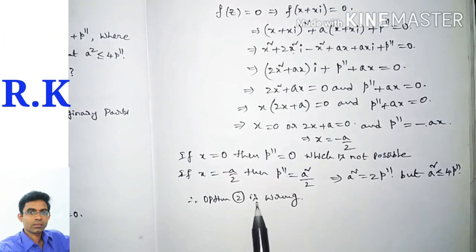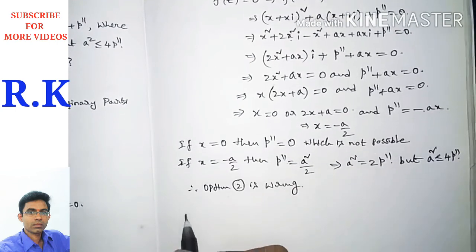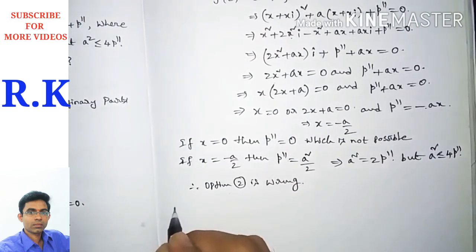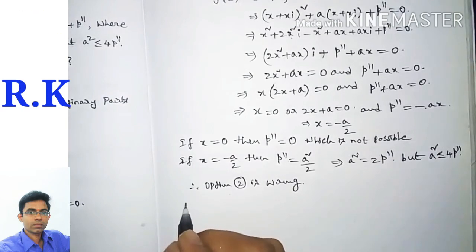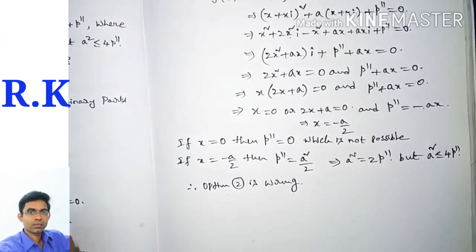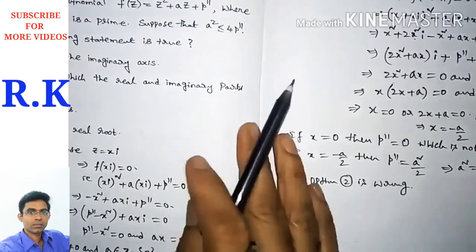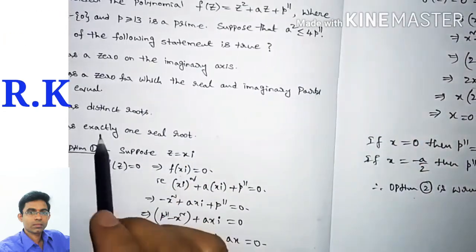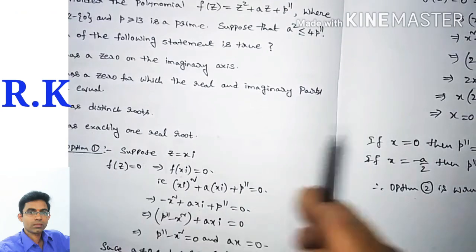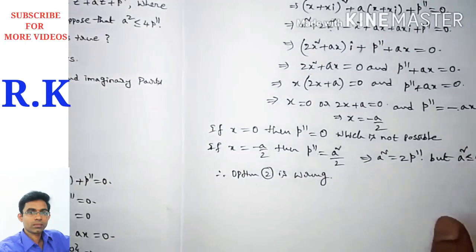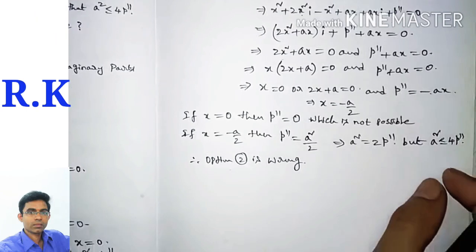Now we will check option number 3 and option number 4. So for that, option number 3 is f has distinct roots, and option number 4 is f has exactly one real root. So we will see option number 3 and option number 4.